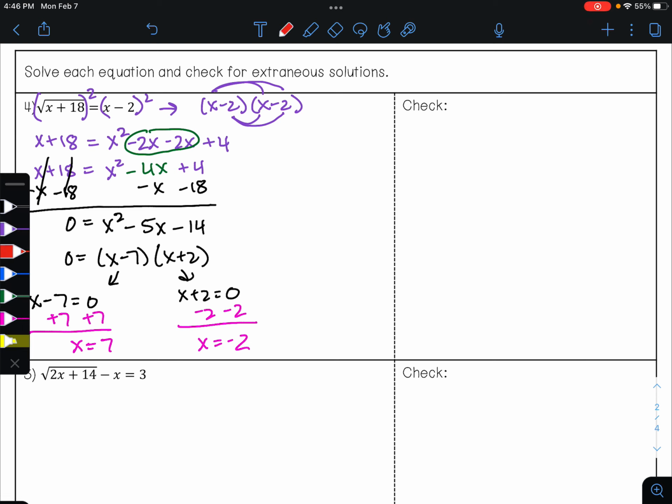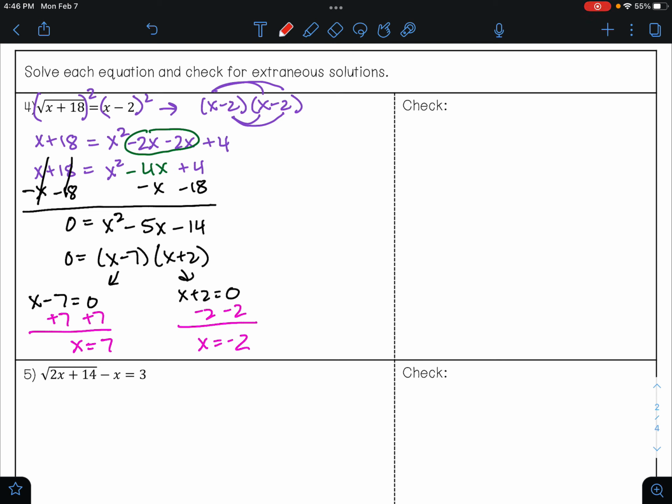solutions, and we will need to check both of them to see if they both work. If one works and one doesn't, whichever one works is your solution, whichever one doesn't is extraneous. If both solutions do not work, meaning that you get a false statement for both, then you would have no solution.